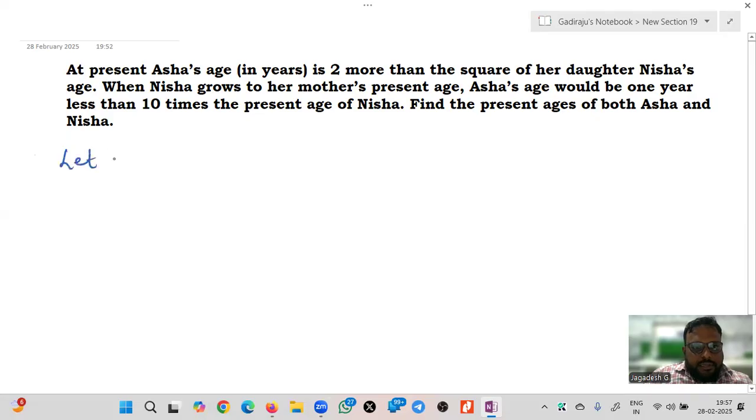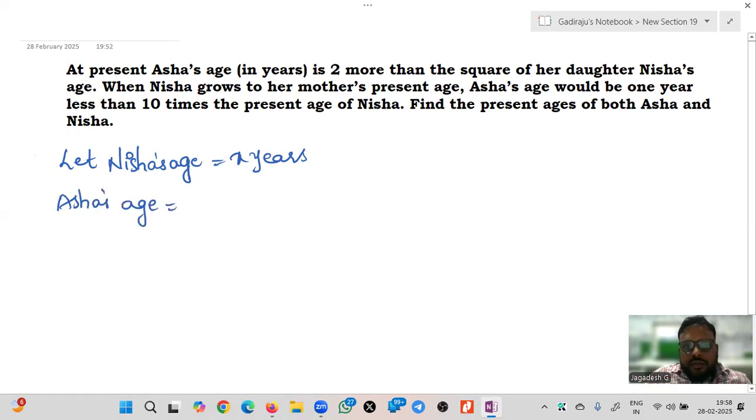Let Nisha's present age be x years. We are taking the present age. Then what will be Asha's present age? Asha's age is 2 more than the square of her daughter's age, so that will be x square plus 2 years. Right? Now this is known. This is the first instance that is done.